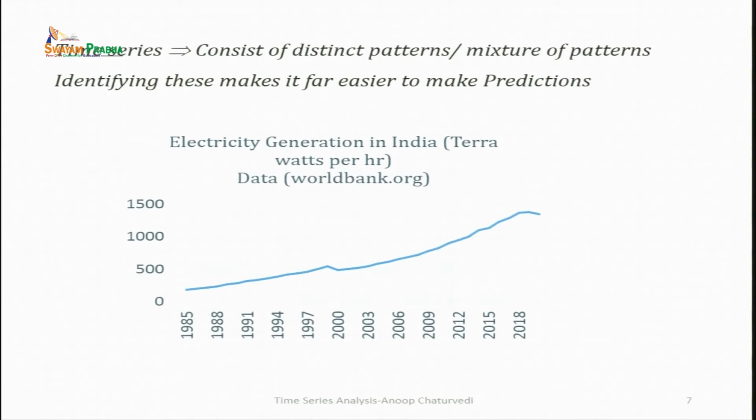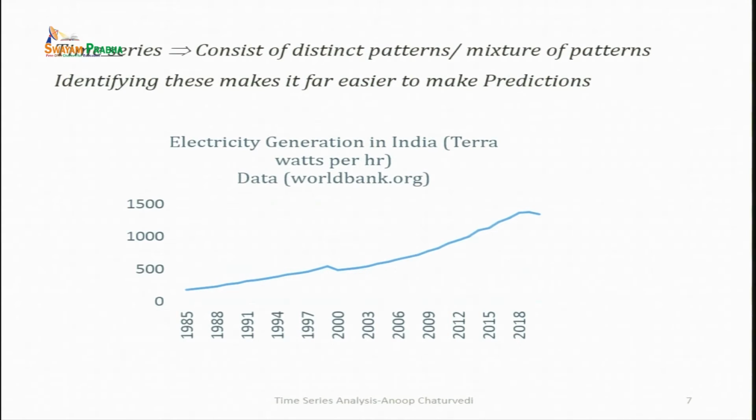Now, here is a graph of electricity generated in India in terawatt hours, and I have taken this data from the World Bank site. Data is from 1985 to 2018. So, it is a simple plot of the time series.